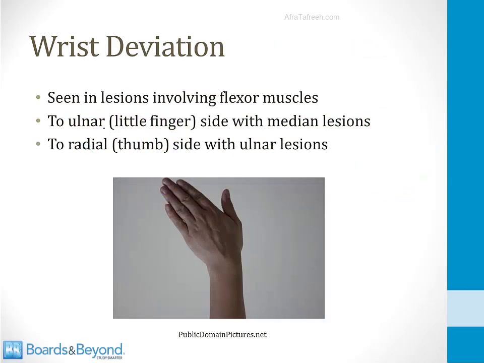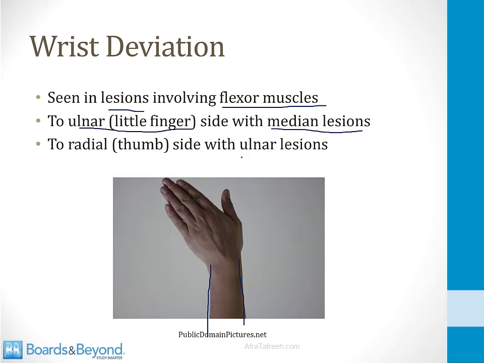Wrist deviation is a clinical finding seen in nerve lesions that involve the nerves that innervate the flexor muscles of the wrist. So if you look at this wrist on the screen here, remember that flexion of this wrist is controlled by both the ulnar and median nerves. But the ulnar nerve controls wrist flexors that are closer to the little finger side, and the median nerve controls wrist flexors that are closer to the thumb side. So this means that if you have a median nerve lesion, which means you've lost the ability to flex the wrist towards the thumb side, the hand will become ulnar deviated. This means deviated towards the little finger side. Ulnar deviation of the wrist, especially with flexion, is a classic finding in a median nerve lesion.